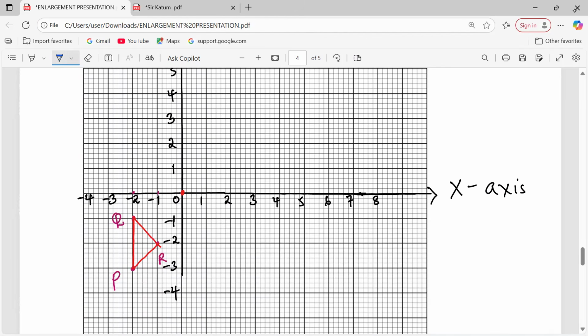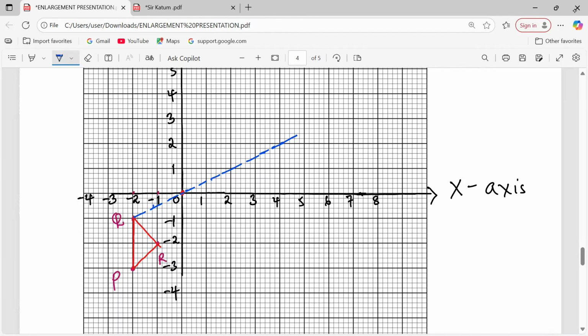If it's Q, you connect Q to the center, then you move to the opposite side. So we connect Q to the center, and this time round, we will not move to the side where Q is. We shall target the opposite side. So you just proceed to the opposite side like that.